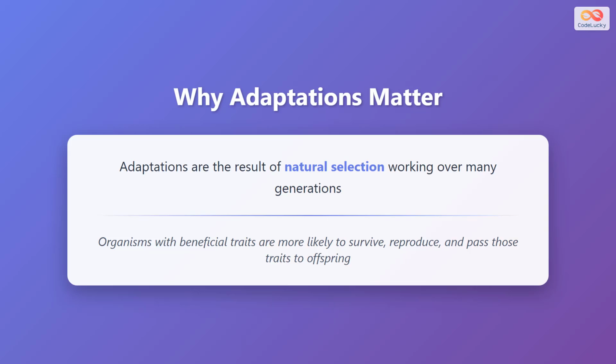Adaptations are the result of natural selection working over many generations. Natural selection is the process where organisms with traits better suited to their environment are more likely to survive and reproduce. When an organism survives longer, it has more opportunities to produce offspring and pass its beneficial traits to the next generation. Over time, these helpful traits become more common in the population, while less beneficial traits may disappear.